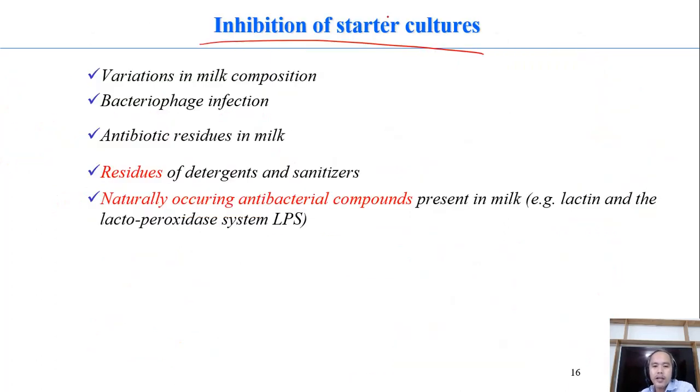So now we look at the reasons why in several cases the fermentation is not fast enough, the fermentation is slow, or even the fermentation does not occur. What can be the reason? First, there can be variation in milk composition. As we discussed in chapter 2 and chapter 3, there are a number of factors that can influence milk composition, right? So there can be variation in milk composition, and it will influence the fermentation. So the fermentation can be a bit slower or a bit faster.